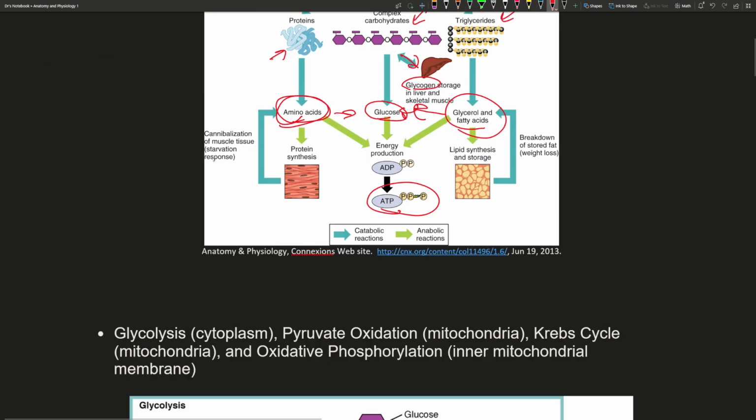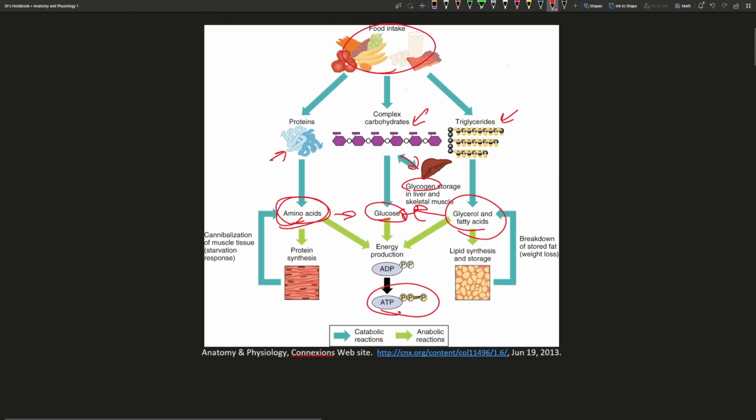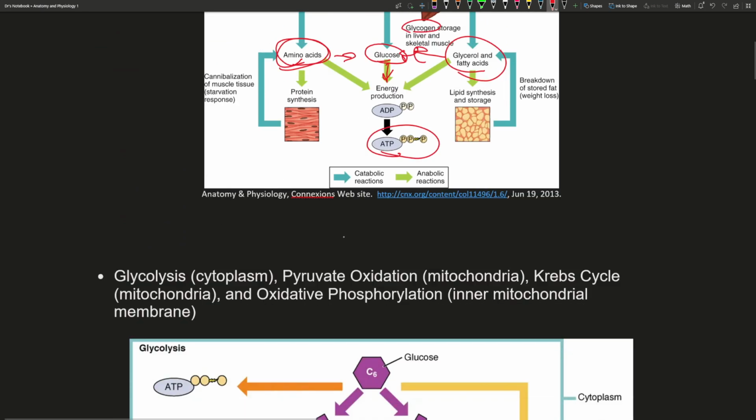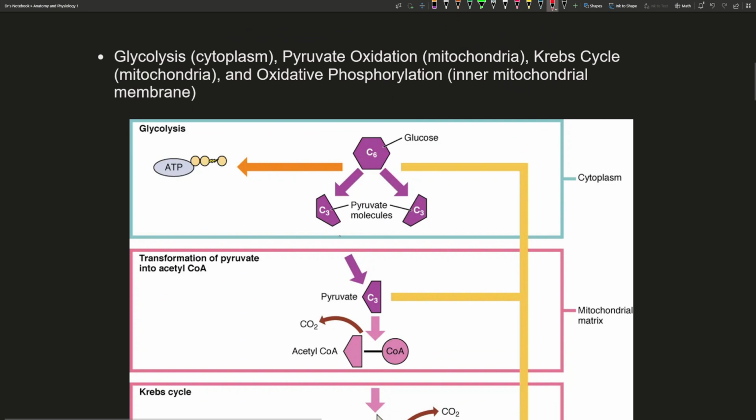But now let's go through this pathway of going from glucose to ATP. It's a complex pathway. It involves something called glycolysis, which occurs in the cytoplasm, pyruvate oxidation, which occurs in the mitochondria, the Krebs cycle, which is also in the mitochondria, and oxidative phosphorylation, which is in the inner mitochondrial membrane. So you see, most of these are in the mitochondria, and that's why the mitochondria is an important organelle in the cell for ATP production.